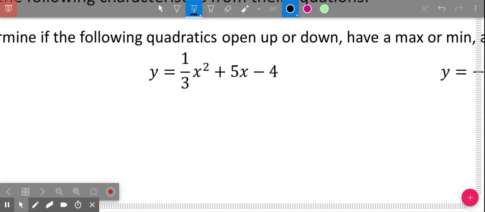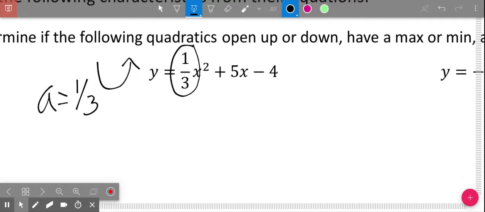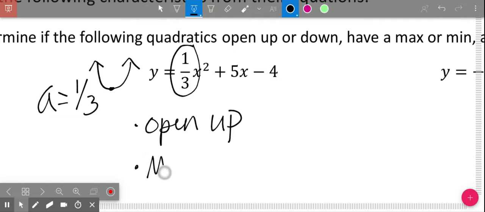I know that my A value is a positive 1/3. Okay, and it's positive. That right there tells us a lot of information. Since my A value is positive, a rough sketch, I know it's going to look like this. Since my graph is going to be looking like that, it's going to open up. The vertex is at the very bottom, so therefore it has a minimum value.